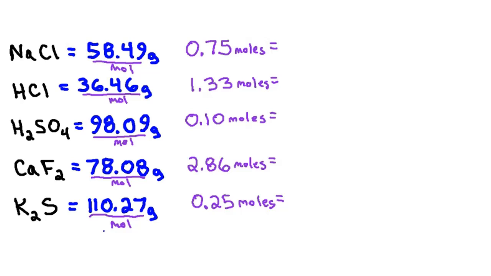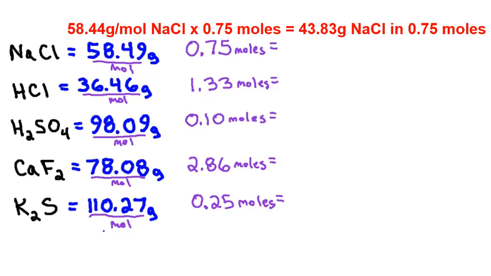So at the top, for sodium chloride, we have 58.49 grams in 1 mole of sodium chloride, which we already figured out, but we don't have a whole mole of sodium chloride. We only have 0.75 moles of sodium chloride. That's 3/4 of a mole. We would take that 58.49 and we would multiply it by 0.75, which gives us 43.8675, and that is how many grams of sodium chloride we have in 0.75 moles.